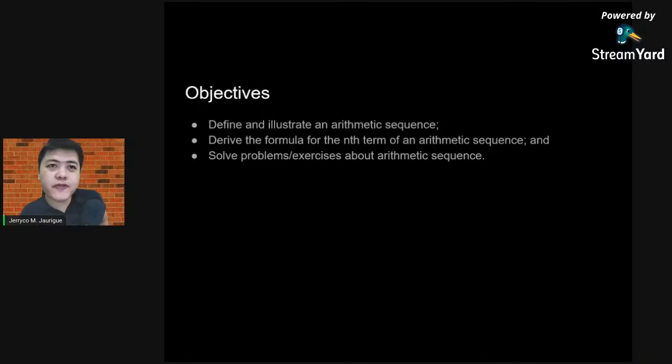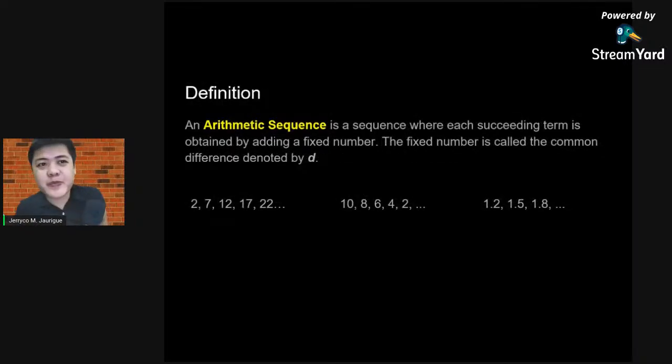For today's video, we're going to talk about arithmetic sequence. We're going to illustrate and define it. Number 2, we're going to derive the formula for the nth term, which was not derived in the module. And also, we're going to solve problems and exercises about arithmetic sequence. Not so much problems, but the exercises in the module. If this were a normal class, I'd ask Harold to read the definition, but of course I can't do that.